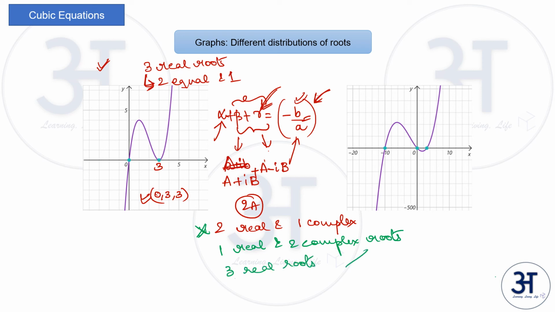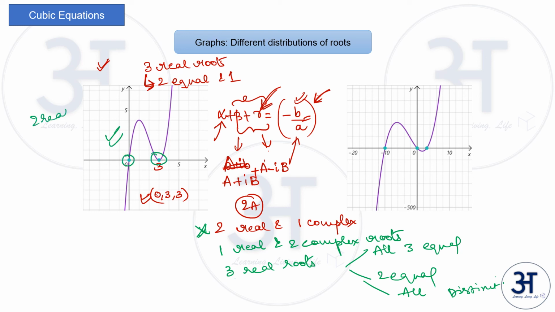In these you may have cases where all three are equal, two of them equal, or all distinct. So now from this graph, it is clearly understood that there are at least two real roots. If there are two real roots, it is not possible for the third root to be complex. So the third root should also be real. This means that out of these two, one root is repeating twice.